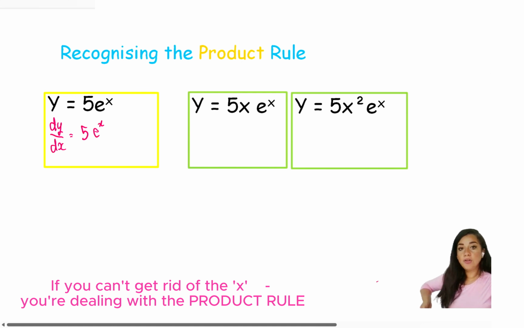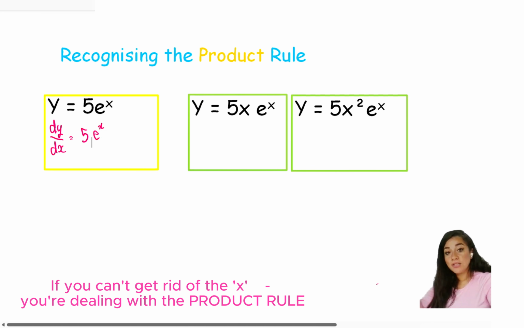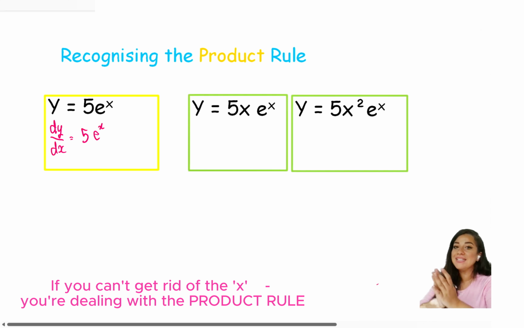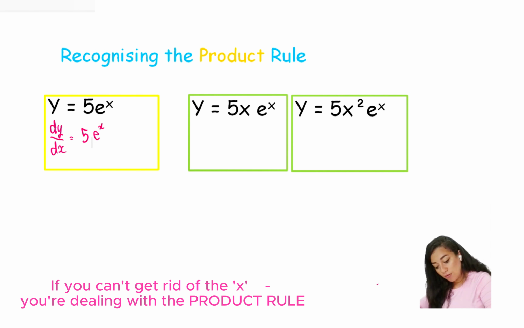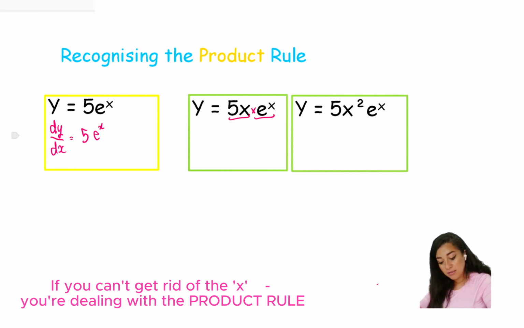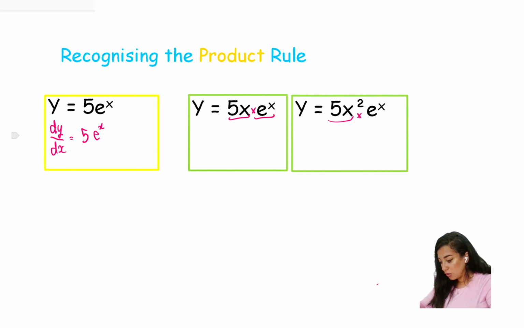Okay. Now, if you look at the ones in green, it's not just 5e to the power of x, there's an x there. And the minute that there's an x that you can't get rid of in differentiation, it's your product rule. Okay? We've got 5x times e to the power of x. So it's a product rule question. If I look at this, 5x squared times e to the power of x. Oh, so that's a product rule question. Okay, now just so that we've got a bit of an idea, let's go through a few more.